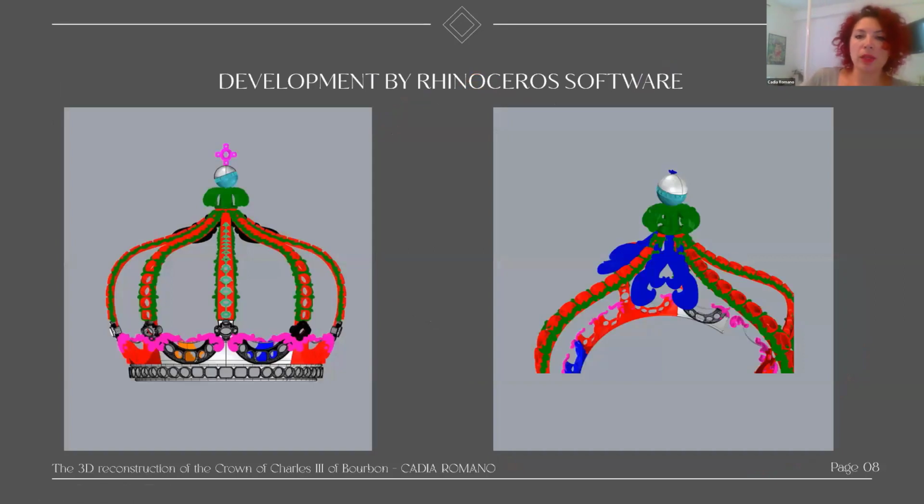Starting from the development in Rhinoceros software, I want to show you my screen with my real file in Rhino. I simplified the final file because, to be honest, I worked on 25 different files, because in this project there are a lot of elements. We are talking about 200 gemstones and a lot of decoration like fleur-de-lis and acanthus leaves and things like this. So the file became very, very big and very, very heavy, so I divided it into different files to work easily and without problems.